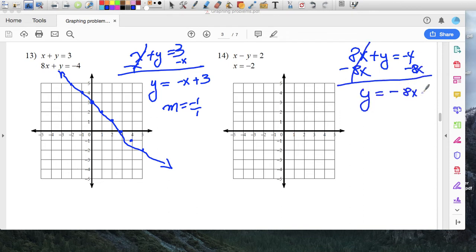My slope is 1 over 1, which means it's positive, so it's going to go up: 1 up, 1 to the right, up, 1 to the right, up, 1 to the right. So it would be this one, and this one. There's our line, y equals x minus 2.